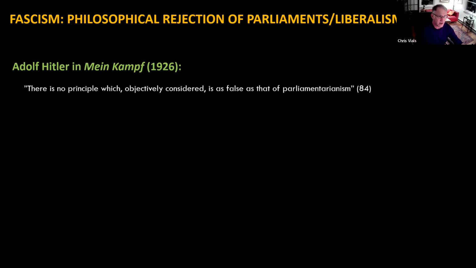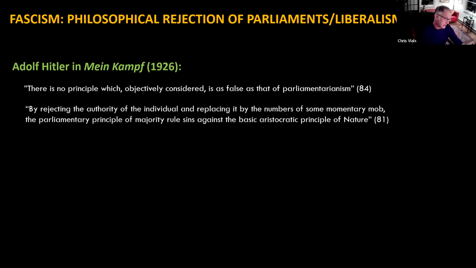So Adolf Hitler in Mein Kampf says that there is no principle which objectively considered is as false as that of parliamentarism. And basically by rejecting the authority of the individual and replacing it by numbers of some mob, the parliamentary principle of majority rule sins against the basic aristocratic principle of nature. So there is, again, a very explicit philosophical rejection of the principle of votes, which is basically seen as just the impulse of the mob in his view, and should be replaced by the will of a strong leader.